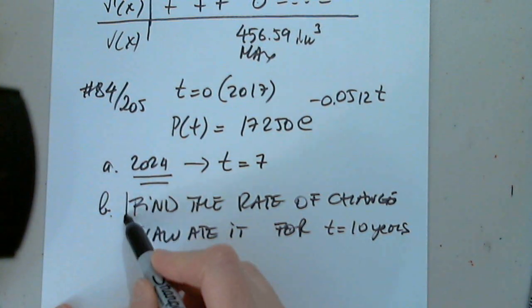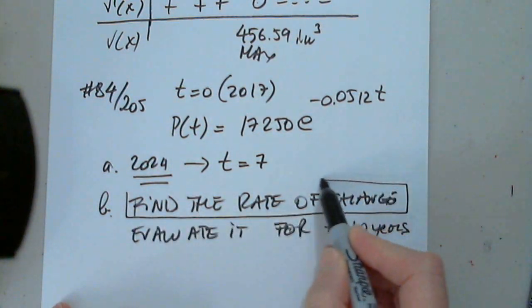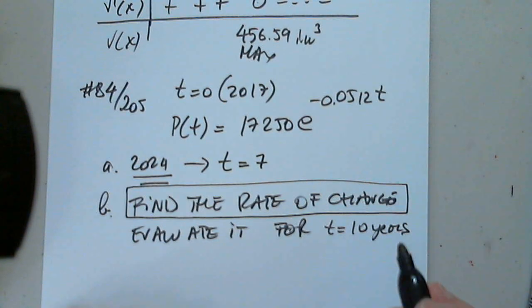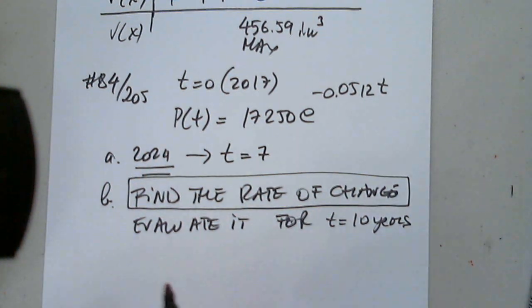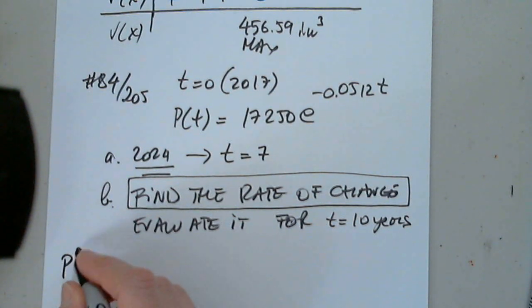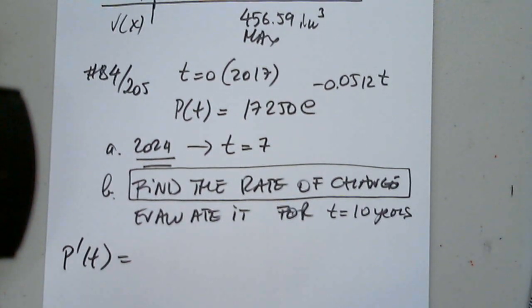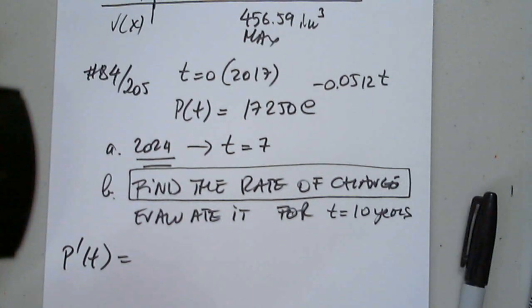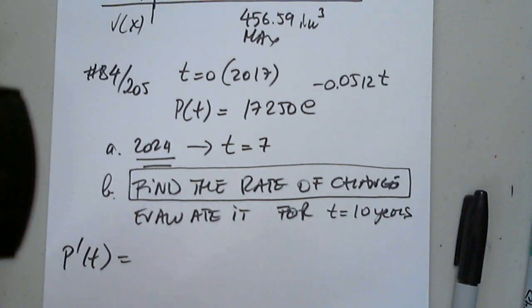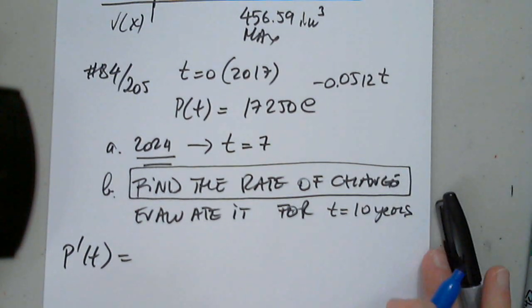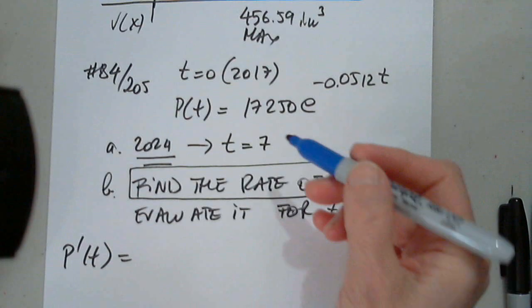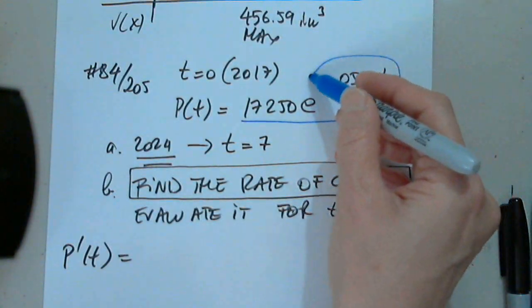When we are asked to find the rate of change, what am I asked to do to this function? Find the derivative. Yes, P prime of t. Can anyone help with the derivative? Anyone remembers how to differentiate this?